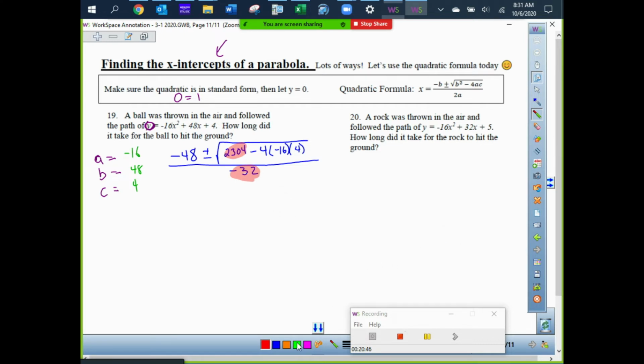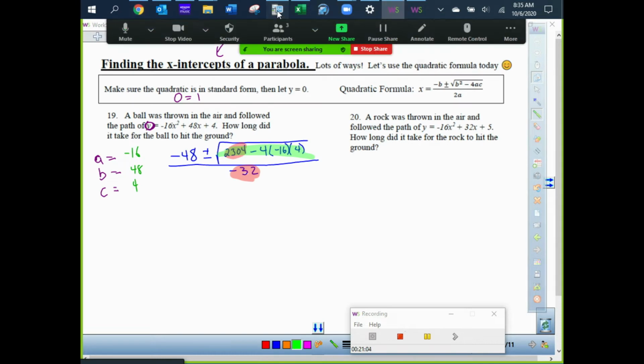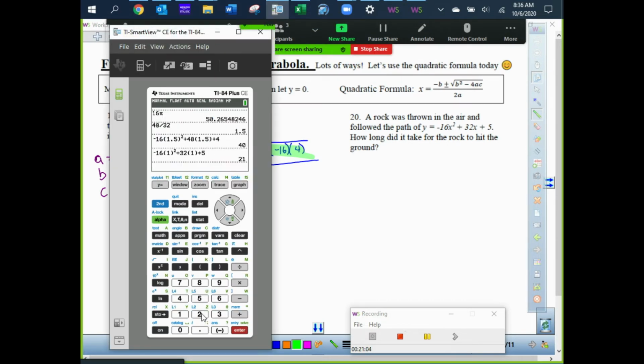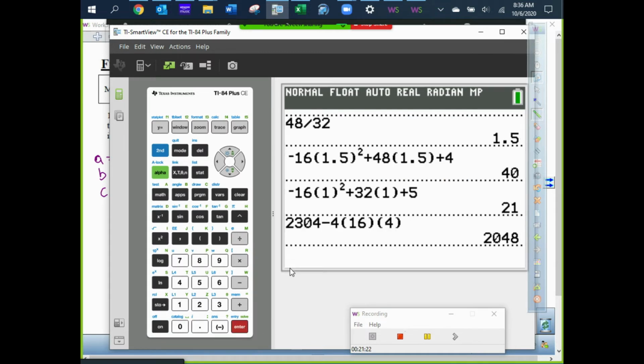The next thing I want you to do is figure this out, the entire green thing. Forget about the radical, though. The radical has nothing to do with it. This is called the discriminant. You're going to hear lots and lots of questions about the discriminant. So let's just punch in 2304 minus 4 times negative 16 times 4. Notice I use parentheses for all my multiplying also to make that larger for you to see. And figure this out. 2048, is that what you call it?